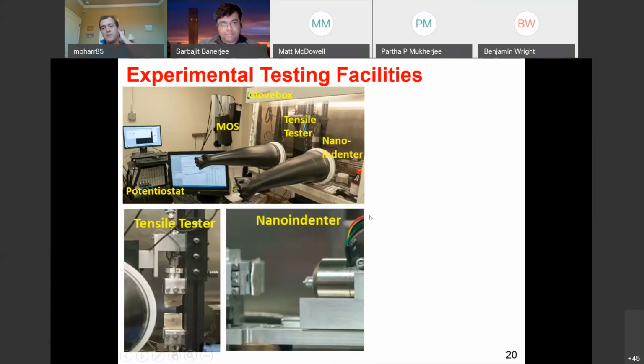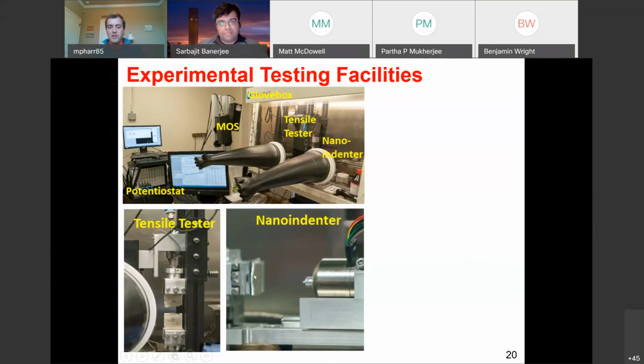Now, we need to be able to test these things, and these things are very reactive in air. So a graduate student, Cole Fincher, built a tensile tester to go in our glove box so that we can test these things in an inert environment. Likewise, we integrated a nano indenter to do small-scale mechanical testing in an inert environment.